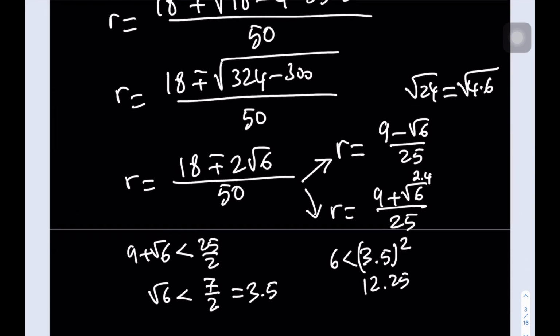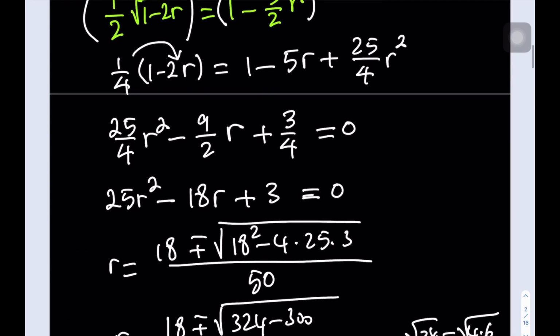So the first one is 9 plus 2.4; this one is about 9 minus 2.4. That's about 6.6 divided by 25, which is going to give you something close to 1/4, and which is more reasonable. Okay, so we're going to go with this version right there. But here's the thing: I still need the x value, right? So how am I going to find x?